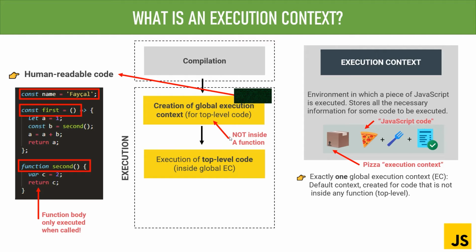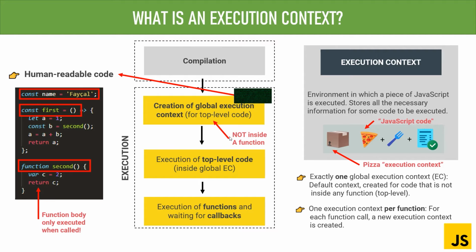Okay? And once the top-level code is finished, functions finally start to execute as well. And here is how that works. For each and every function call, a new execution context will be created, containing all the information that is necessary to run exactly that function. And the same goes for methods, of course, because they are simply functions attached to objects, remember. Anyway, all these execution contexts together make up the call stack that I mentioned before, but more on that in a second.